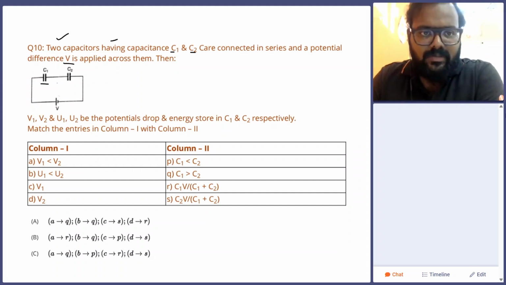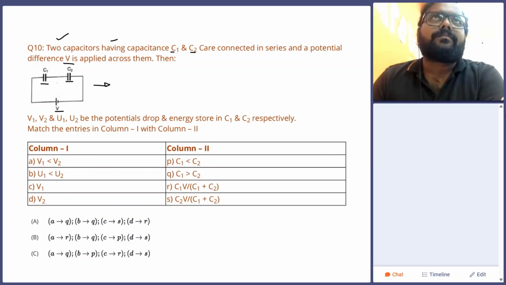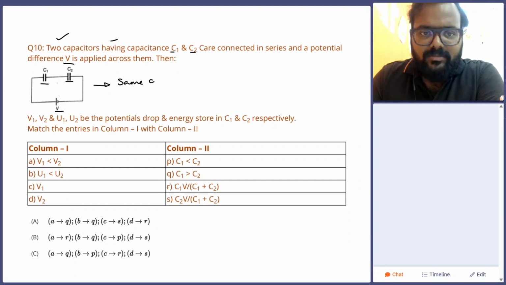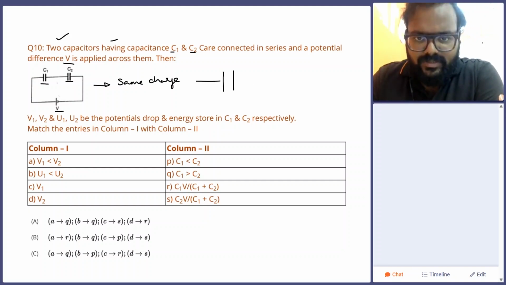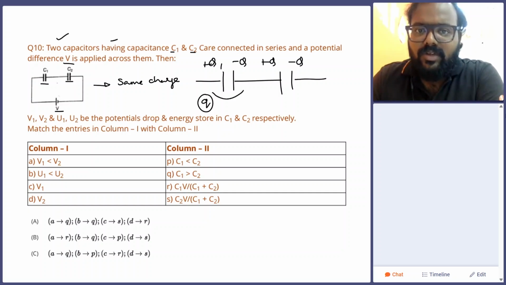Then the C1, C2, V. Now see the one common thing, one important fact that we are going to use right now, is that it is the same charge in series. So if you take this as C1, C2, Q1, it is the same Q. It's not Q1, Q2 minus Q plus Q minus Q. So Q is the same thing, but what is the drop here?